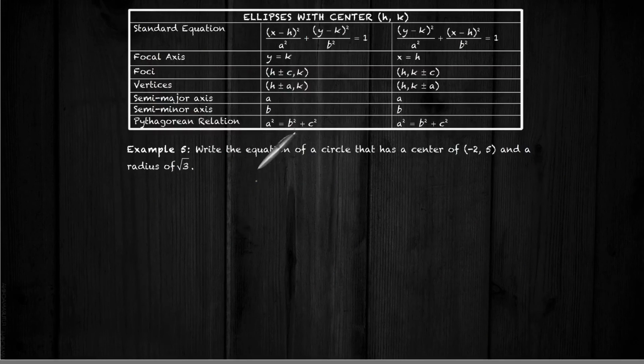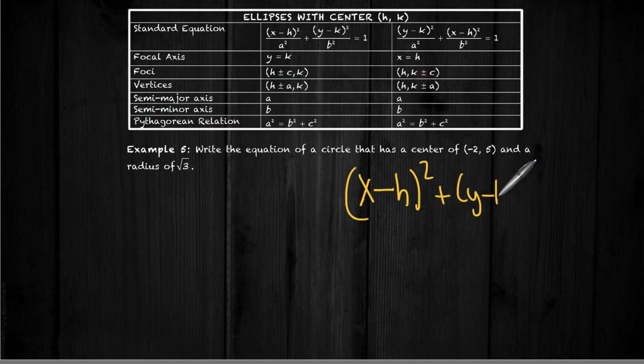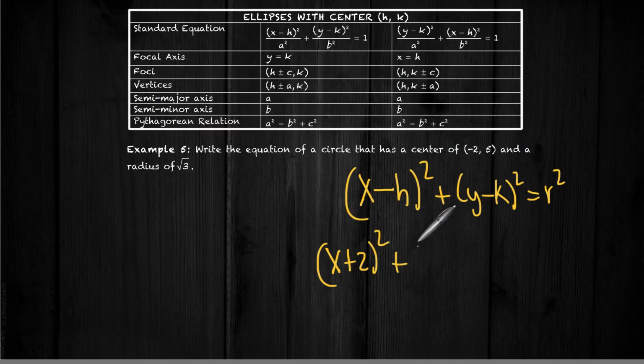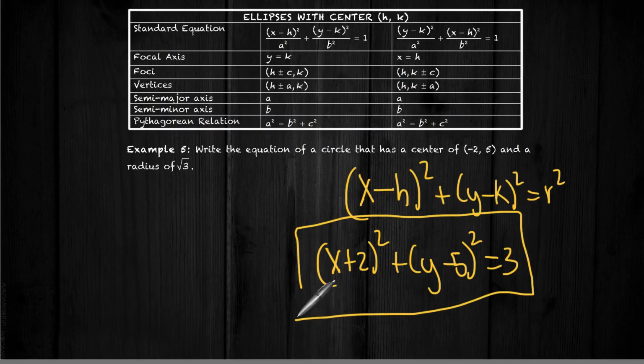Okay, this last example is quite simple. It says write the equation of a circle. And we remember that the basic equation of a circle is x minus h squared plus y minus k squared equals r squared. Well, we know the center is -2, 5, so it's going to be x plus 2 squared plus y minus 5 squared equals r squared. Well, the radius is root 3. Square that, that is going to be 3. And there is your equation for a circle with a center of -2, 5 and a radius of root 3.